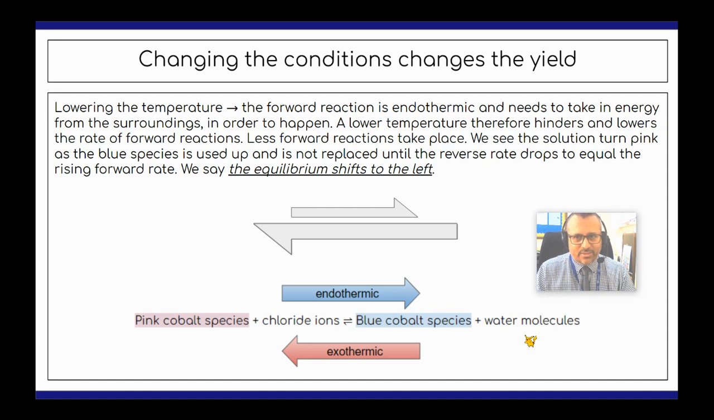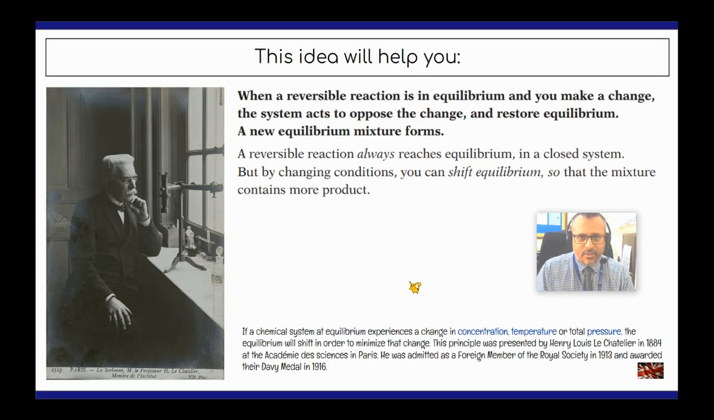The forward reaction is endothermic and needs to take in energy from the surroundings in order to happen. The lower temperature hinders and lowers the rate of forward reactions. You have fewer forward reactions, but a higher number of reverse reactions taking place. So the blue turns to pink because the blue species is used up and is not replaced until the reverse rate drops to equal the rising forward rate. So the equilibrium shifts to the left.